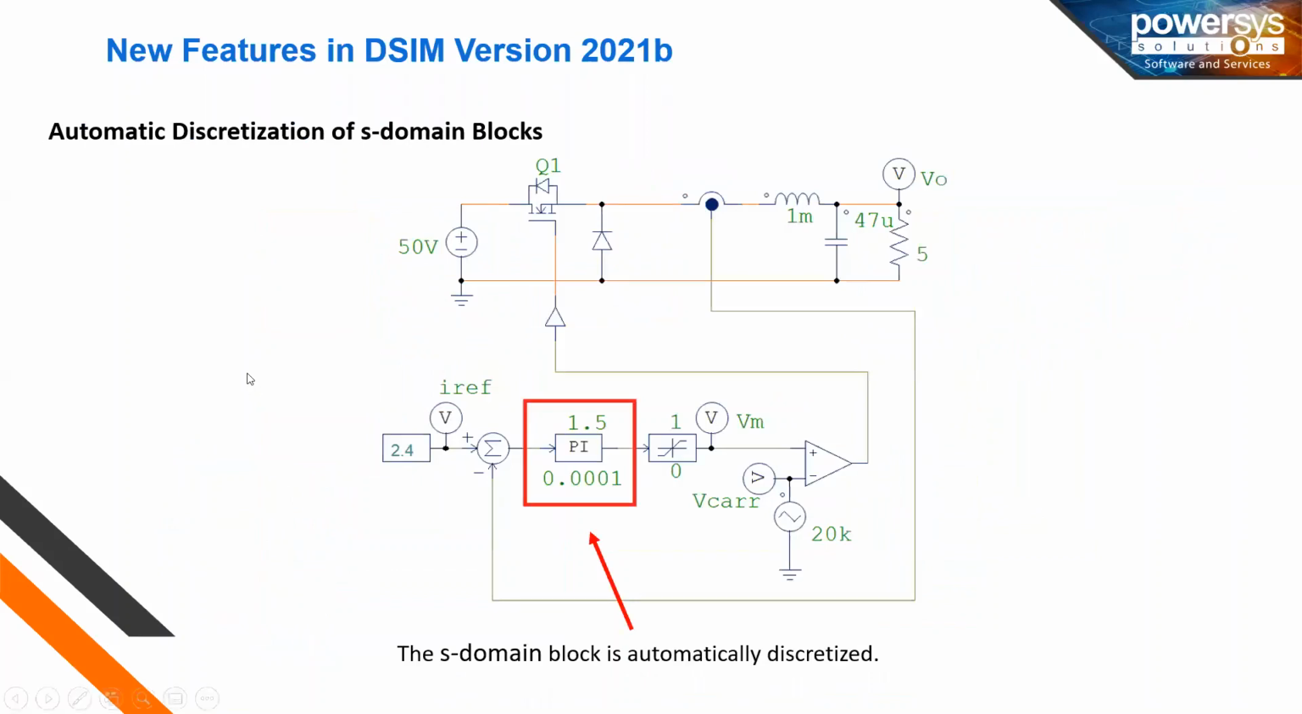The same applies to discretization. Here we are providing an analog PI controller. This particular S domain block will be automatically discretized into the digital part. We have an S to Z converter in PSIM, and internally it utilizes that same feature, using the backward Euler method to convert into the discrete domain. So the analog domain is converted directly into the discrete domain.